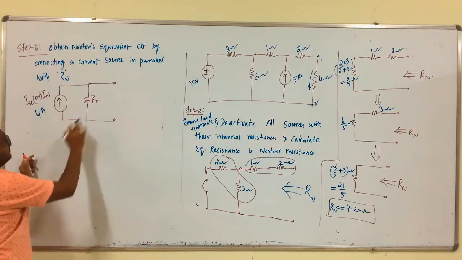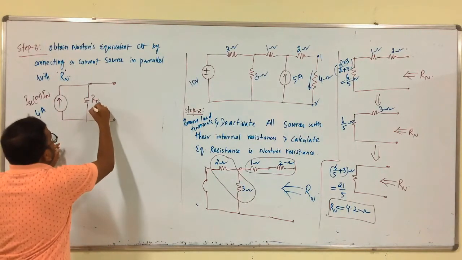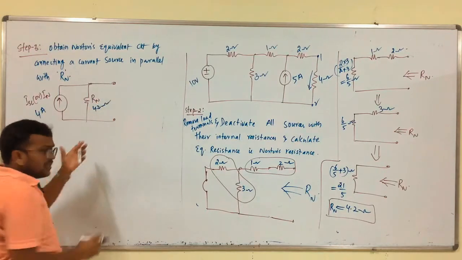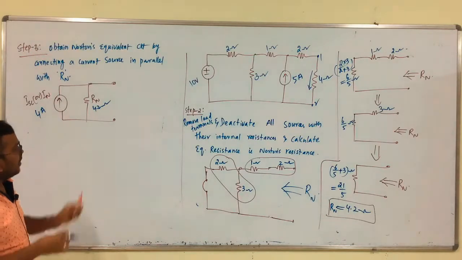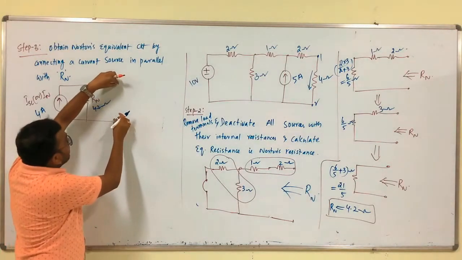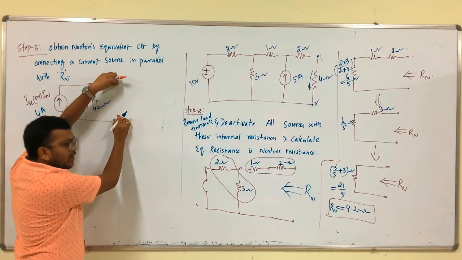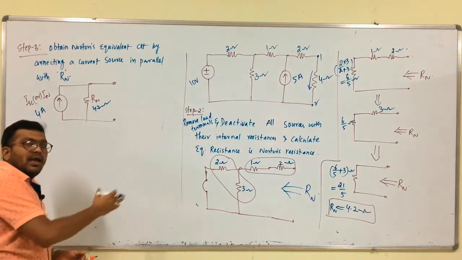4 amps. Here Rn is what? 4.2, which equals 4.2 ohms. This is Norton's equivalent circuit. Next, what is step 4? Reconnect the load resistance across these two terminals and calculate the load current. The same step can be applicable here.